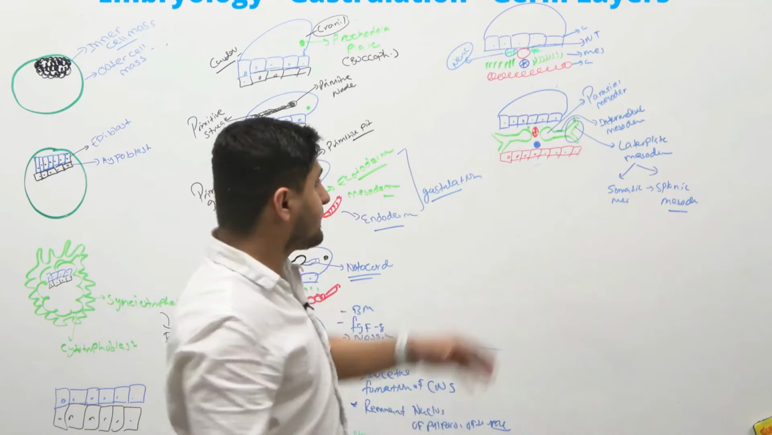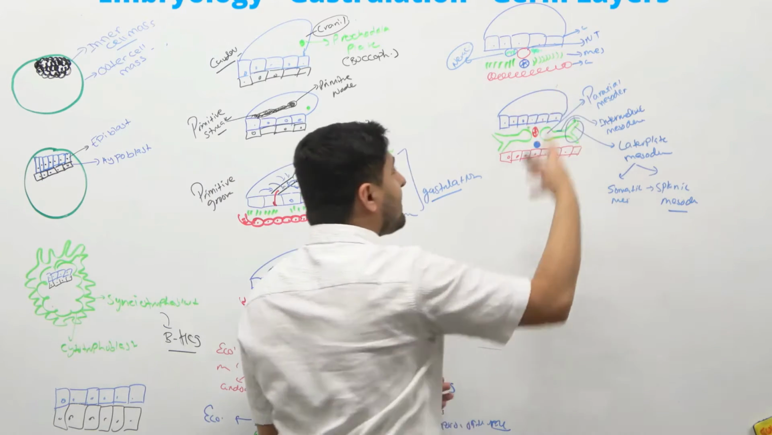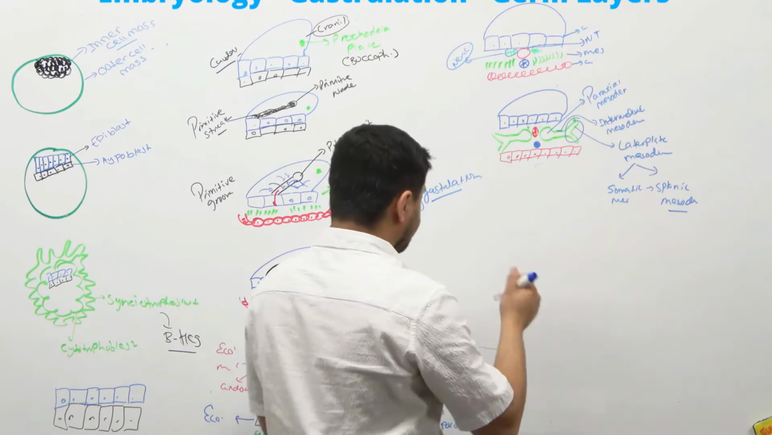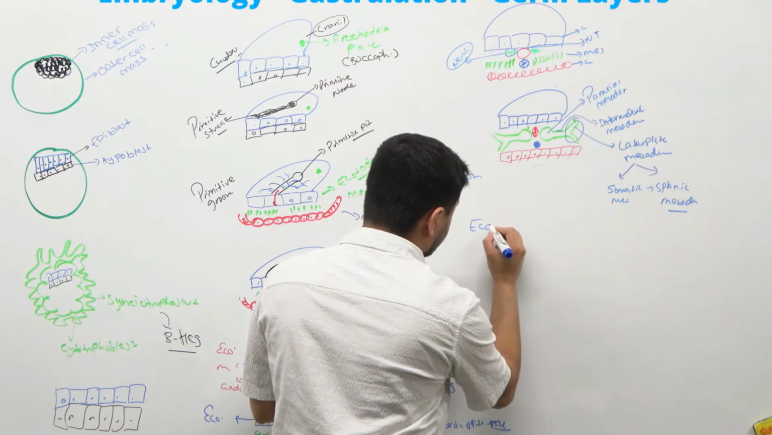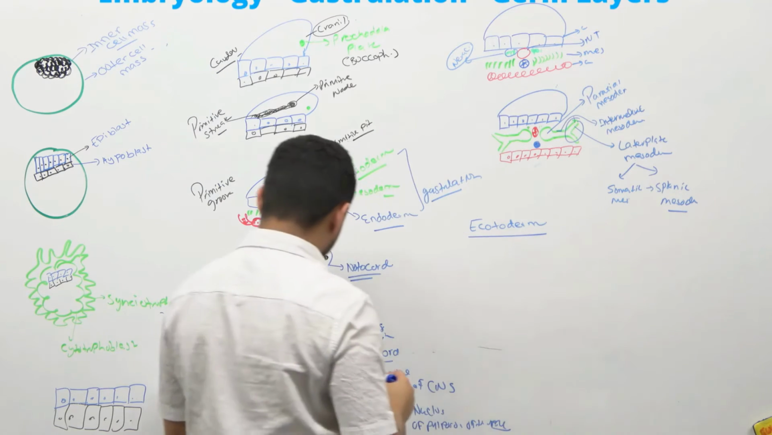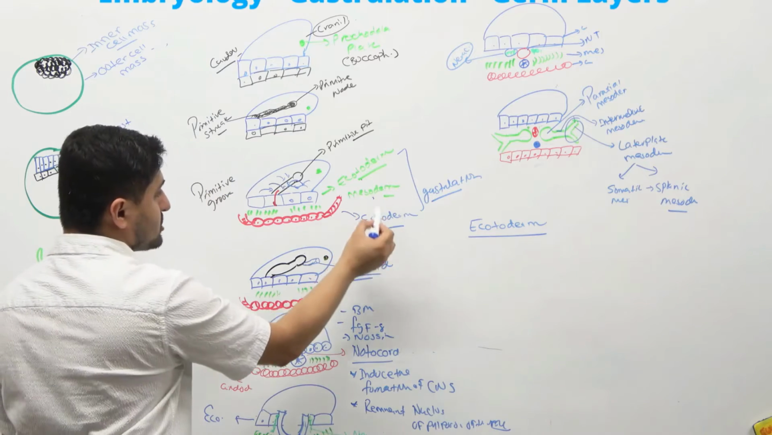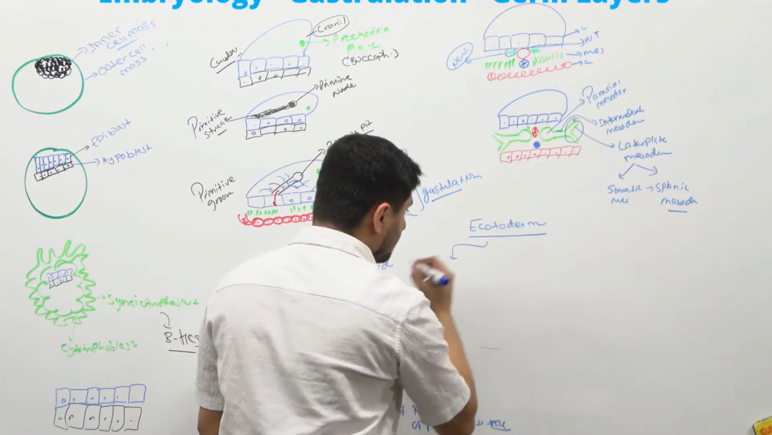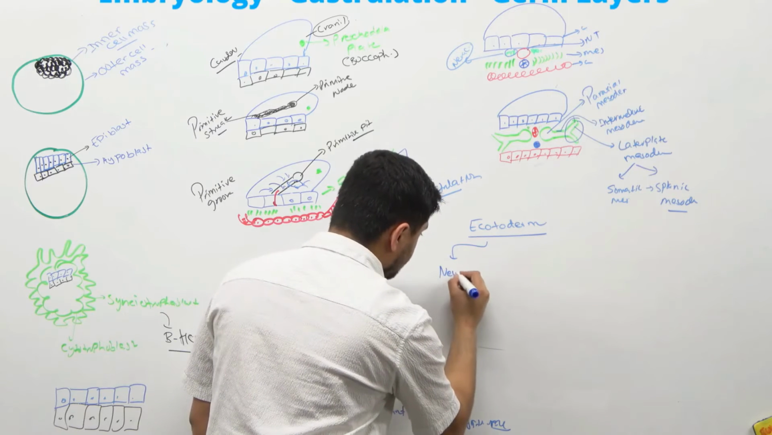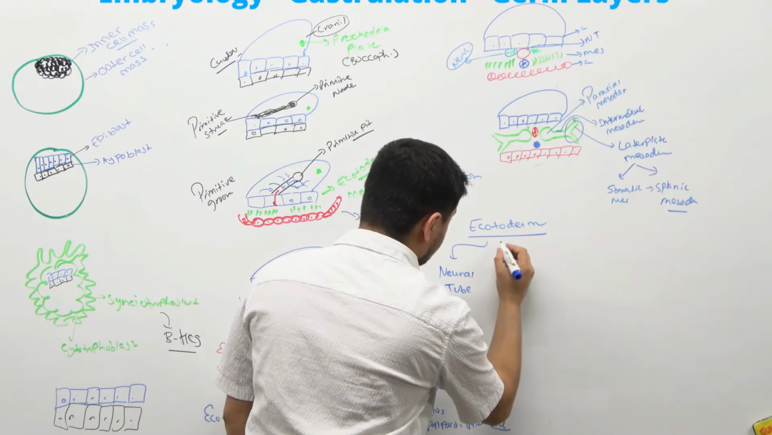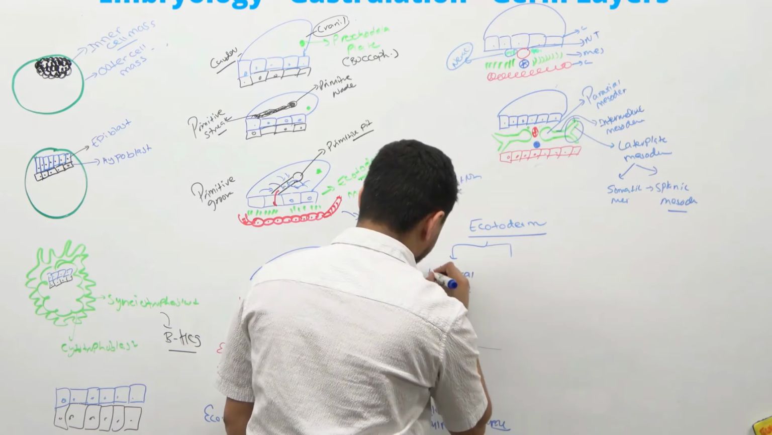But remember, this ectoderm itself underwent morphogenesis, right? Let's just say your ectoderm, the first layer right here. After that, what happens? It made the neural tube. From here, neural tube. Second, what did it make?